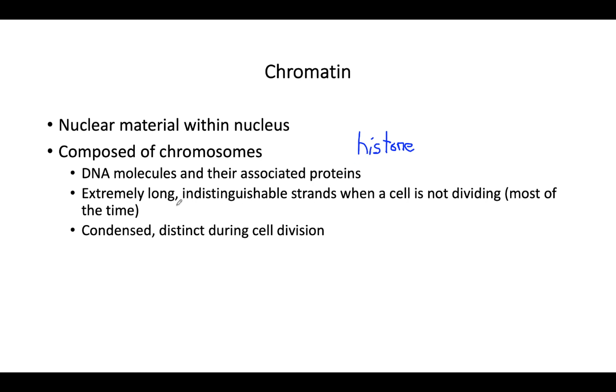Chromatin consists of extremely long, indistinguishable strands when a cell is not dividing. Most of the time, when the cell does not undergo cell division, the DNA is like a strand. It's an entangled strand, but this strand is composed of DNA molecules with histone protein. Chromatin condenses and becomes distinct during cell division, but this entangled strand is going to condense when the cell decides to undergo cell division.